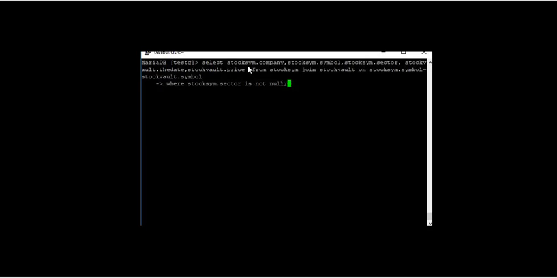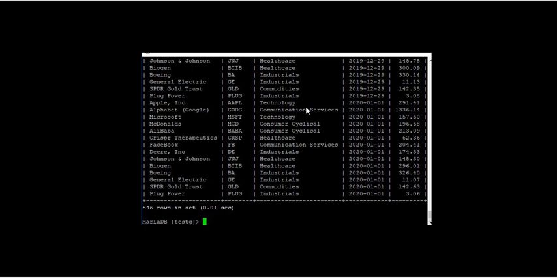So select stocksymbol.company, stocksymbol.symbol, stocksymbol.sector, stockvault.date, stockvault.price. And this is what we're doing. From stocksymbol join stockvault on stocksymbol's symbol is equal to stockvault symbol. Where stocksymbol.sector is not null. So that'll give us everybody but VTI. And there they all are.